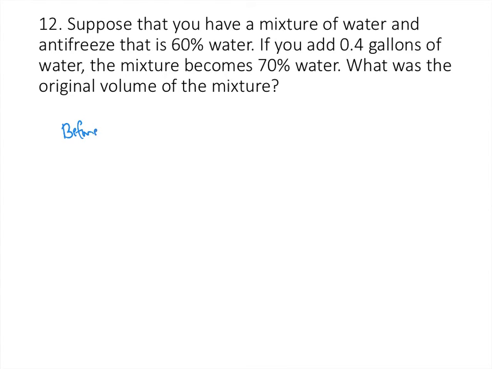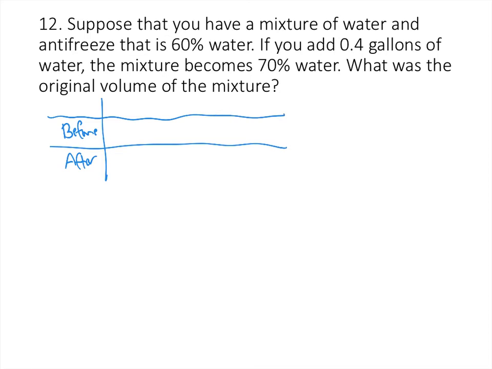that indicates before and after, because we want to understand the state of the mixture before we added the water, and also the state after we added the water. Since it's a mixture of water and antifreeze, I'll have a column for water, I have a column for antifreeze, and then I'll have the mixture of the two. The total volume of the mixture is what I want to know.